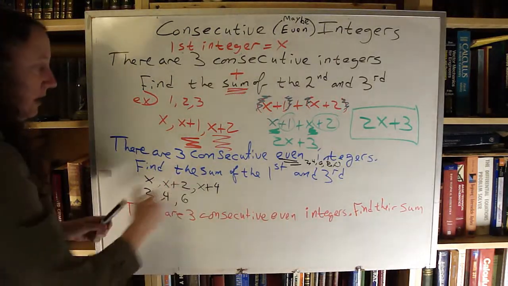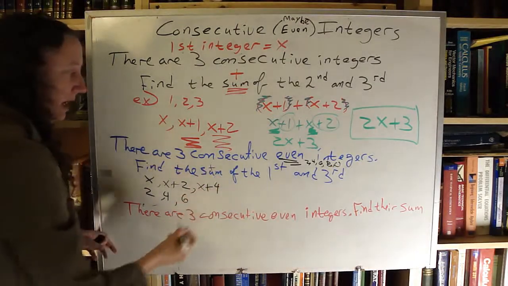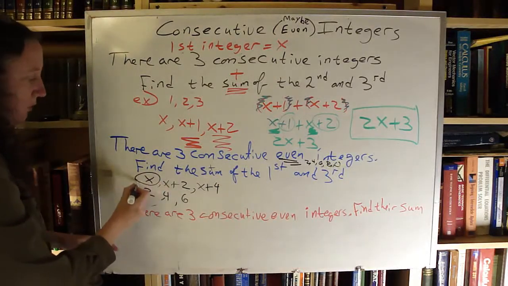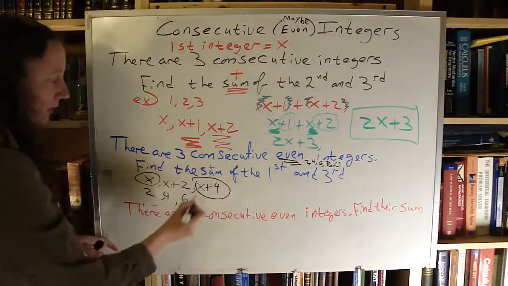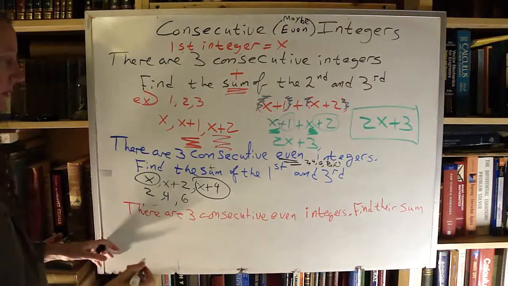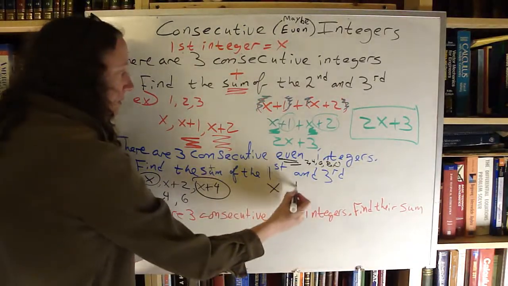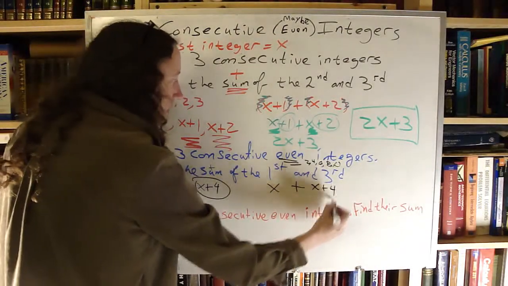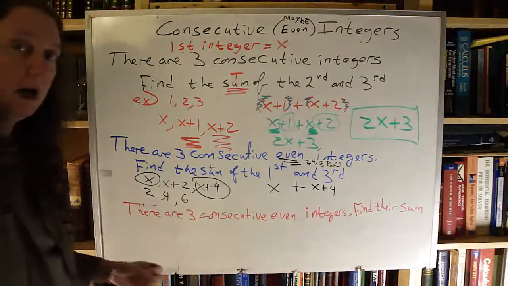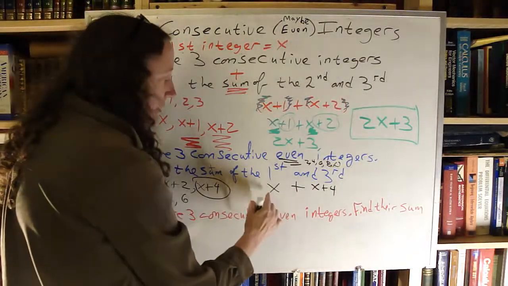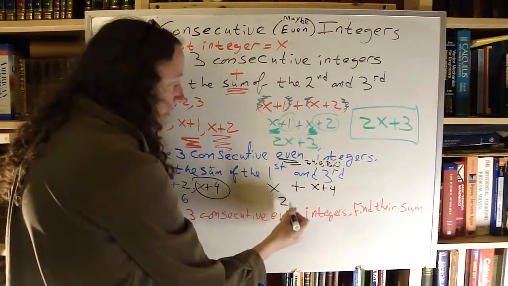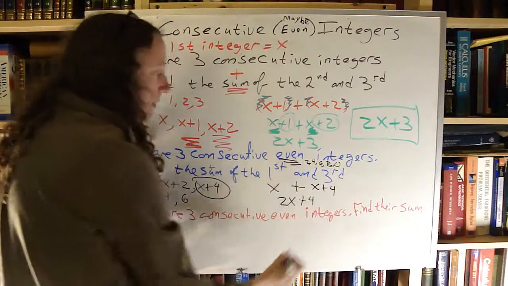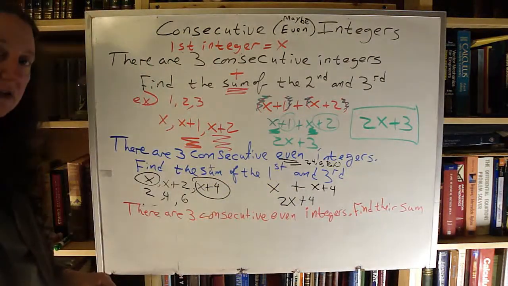I want to find the sum, sum is add, of the first and the third. So I want to use the first one, and I want to use the third one. So I have x plus x plus 4. Combine my like terms. x plus x is 2x. The 4 stays separate. And I have my answer is 2x plus 4.